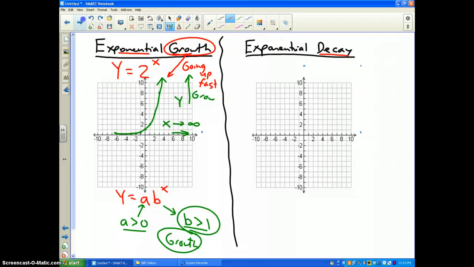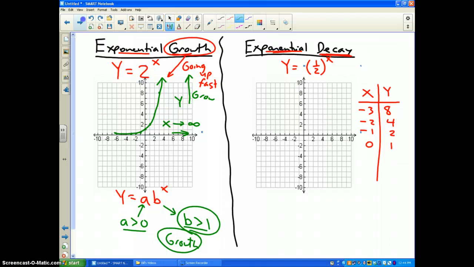Now, I'm going to do a different example for you. And this is going to be an example of exponential decay. Y equals 1/2 to the x power. If I make a t-table for this, and I plug some numbers in, for instance, -3, -2, -1, and 0, you would soon find out by typing this in your calculator that I get the numbers 8, 4, 2, and 1. Now, if I would plot these on my graph, -3 is up at 8, -2 is up at 4, -1 is at 2, 0 is at 1.